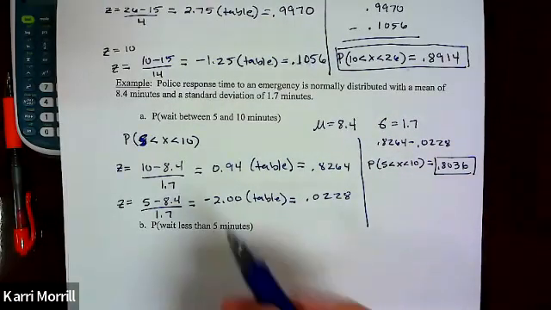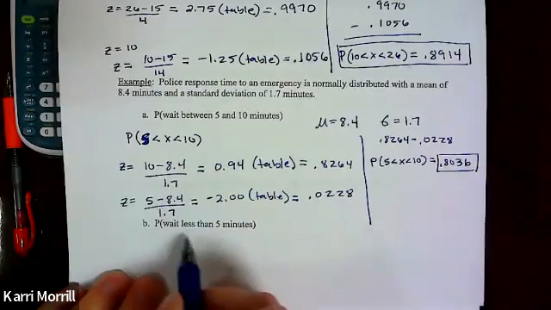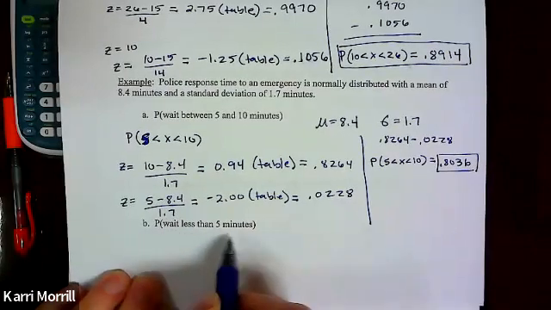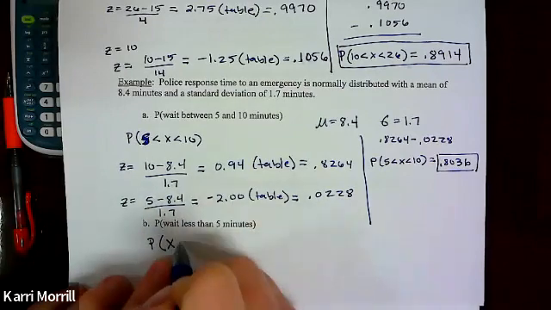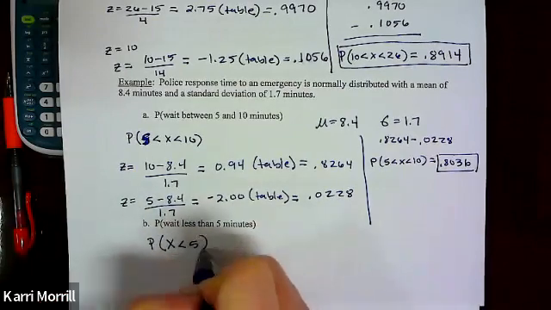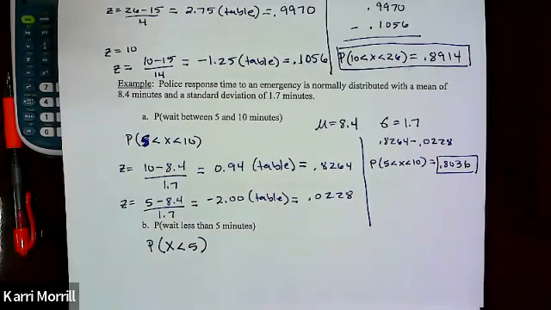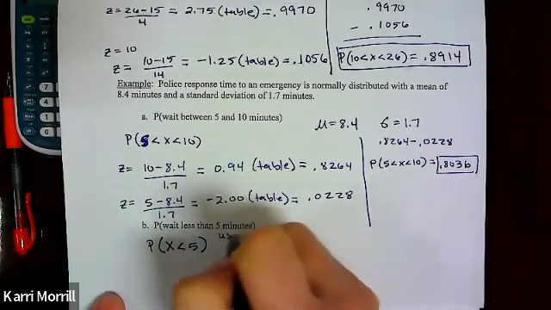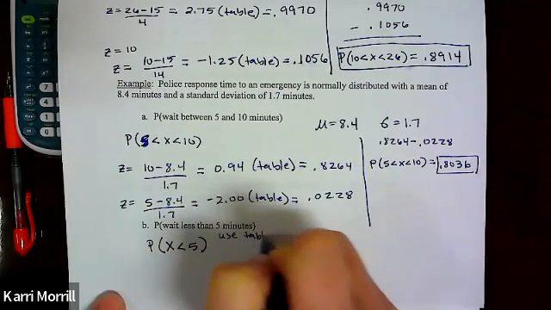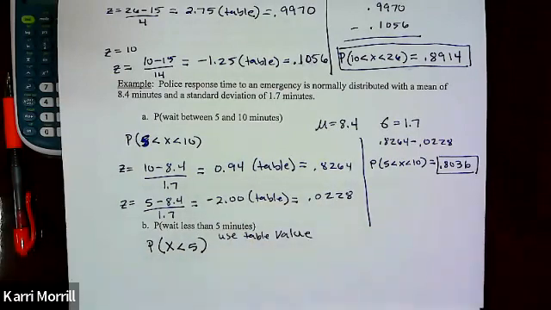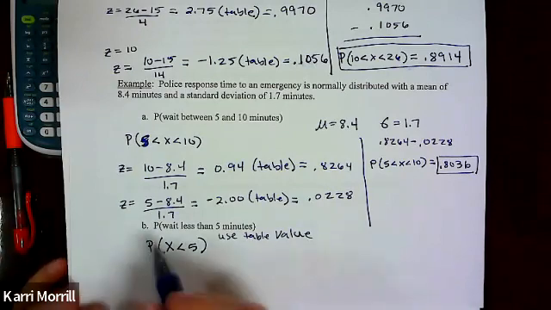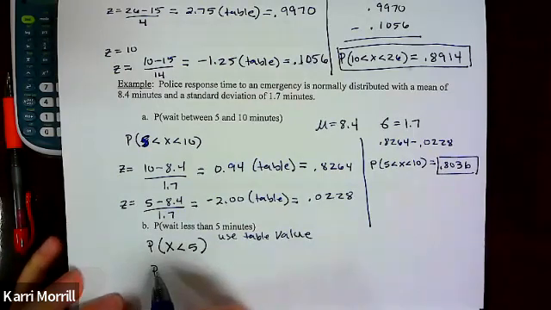Then they want to know, what's the probability of the wait being less than 5 minutes? So what does that look like? Less than 5 minutes. Since it's a less than symbol, we just get to use the table value, because remember, z-scores are shaded left anyways, and that's what represents the less than. So we're just going to be looking for the probability of X being less than 5.